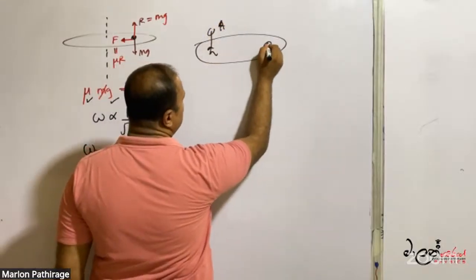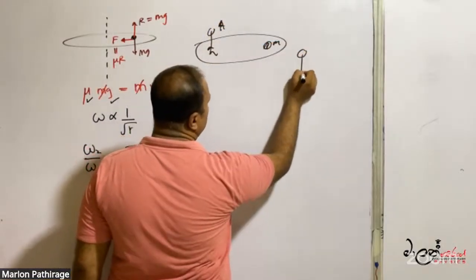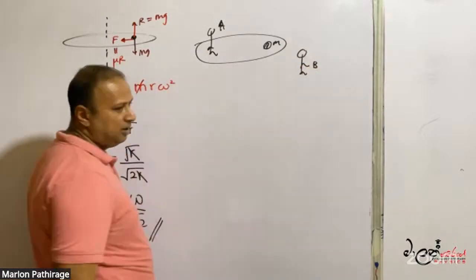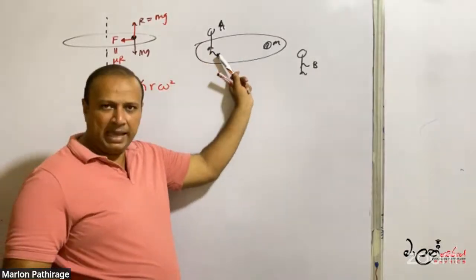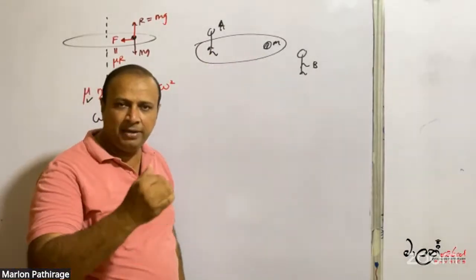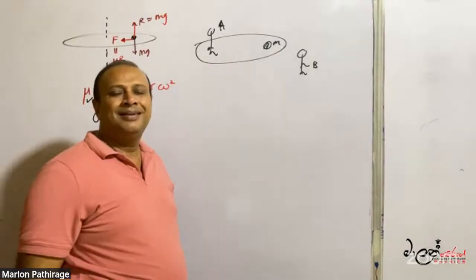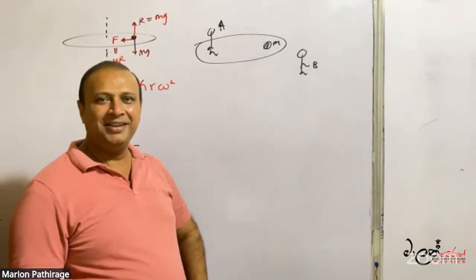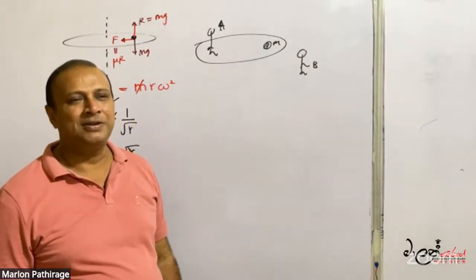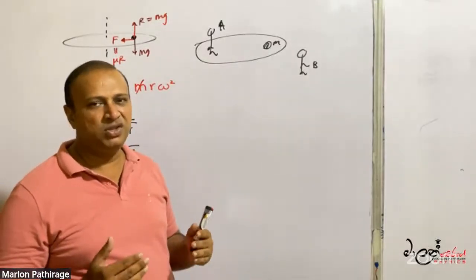There's a mass here, M. Here there's observer B. So with respect to observer A, this object should be in a stationary condition. Suppose observer A cannot see any rotation.